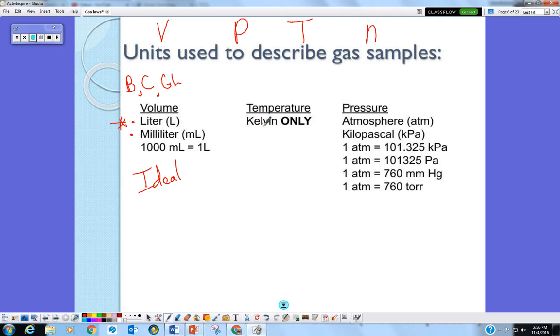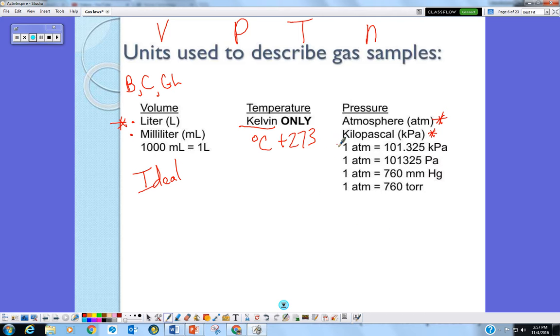Temperature, you will need to convert it to Kelvin. Remember, Kelvin is degrees Celsius plus 273. That's going to be the conversion that we need to account for. I want all answers in Kelvin all the time. And then for pressure, primarily I'm going to use atmospheres, but understand that kilopascal is also a unit that we will use.